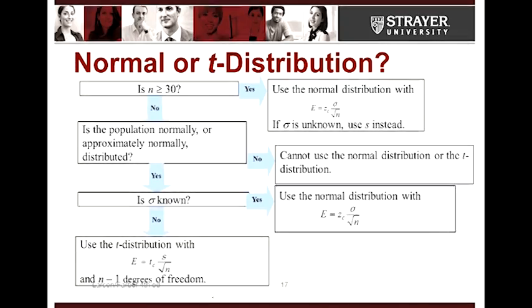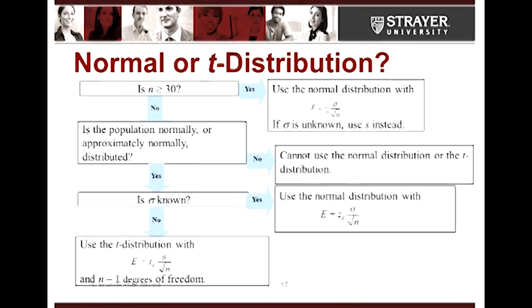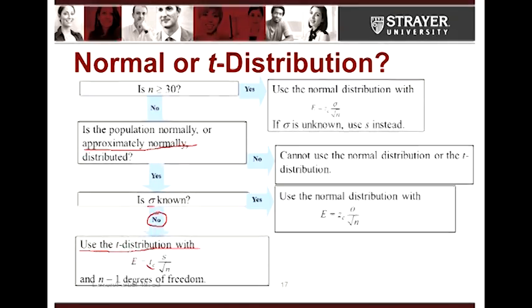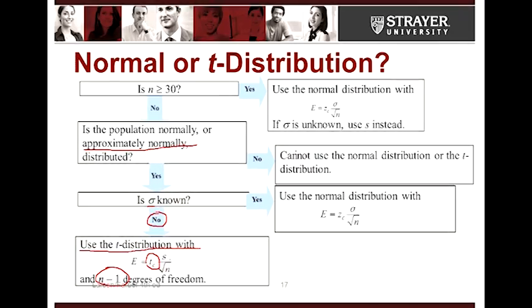If sigma is not known, then this is where you use the t-distribution, so long as your population is still at least approximately normally distributed but you don't know the population standard deviation. And the margin of error is critical t times s over the square root of n, and you'll use n minus 1 degrees of freedom. So see how the formula is almost the same. Instead of z, we use a parameter called t, and the ALEKS calculator will give that to you. And s is the sample standard deviation instead of the population standard deviation, and still over the square root of n.